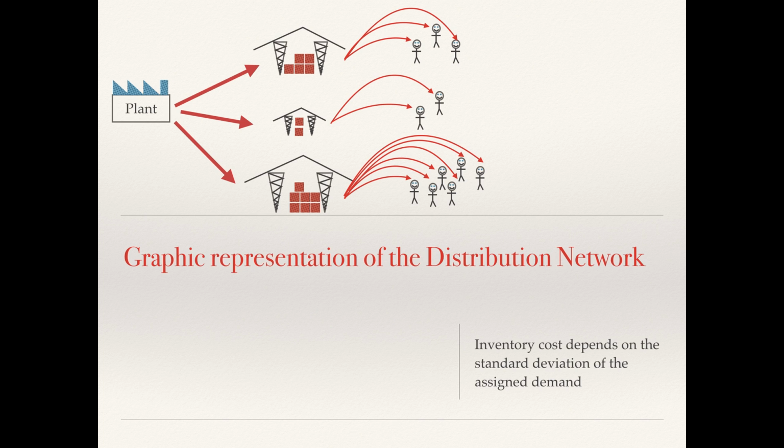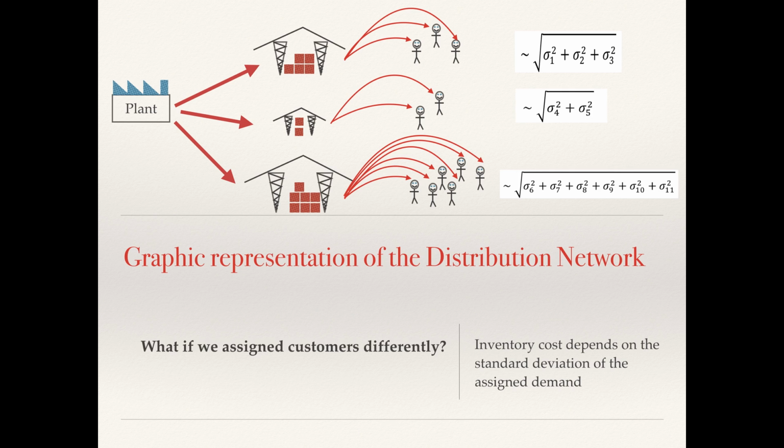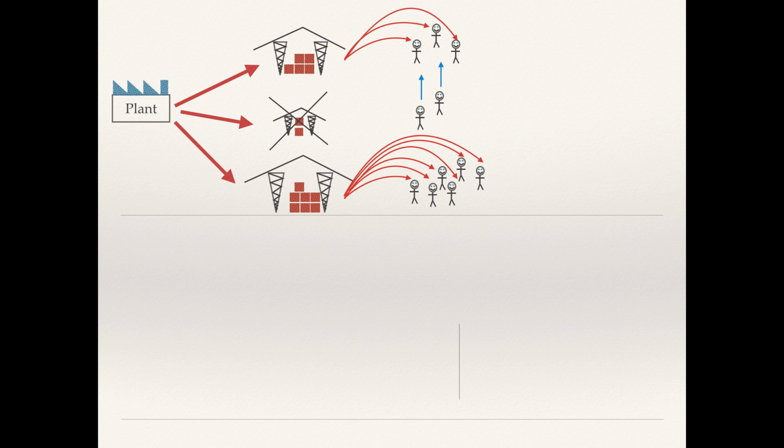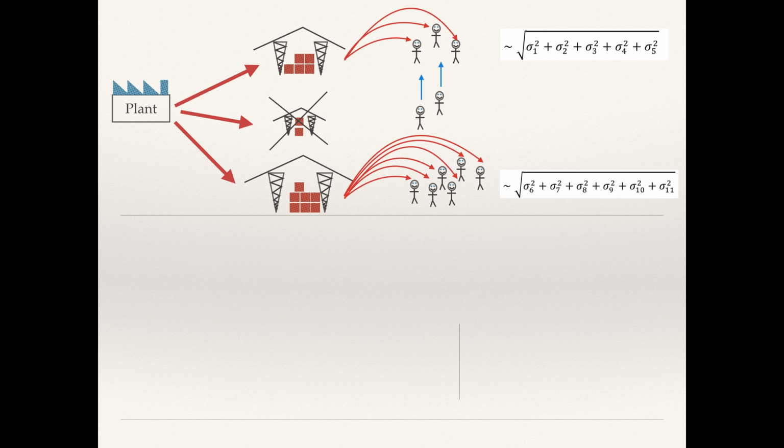We know for a fact that inventory costs depend, among other things, on the standard deviation of the assigned demand. For instance, in the first case, that would be the standard deviation of the assigned demand, and so on and so forth. We can clearly see that if we modify the assignment of customers to distribution centers, we would have a different cost structure. For instance, if we got rid of the second distribution center and reassigned its customers to distribution center 1, this would be the new standard deviation for distribution center 1. The standard deviation for the third one would be the same because the very same demand was assigned to it. So by doing that, we decrease the total distribution cost.